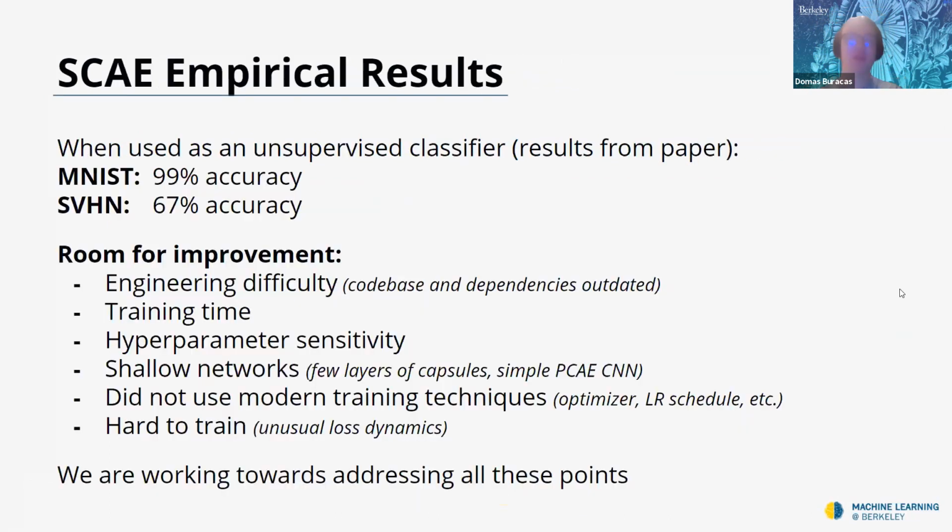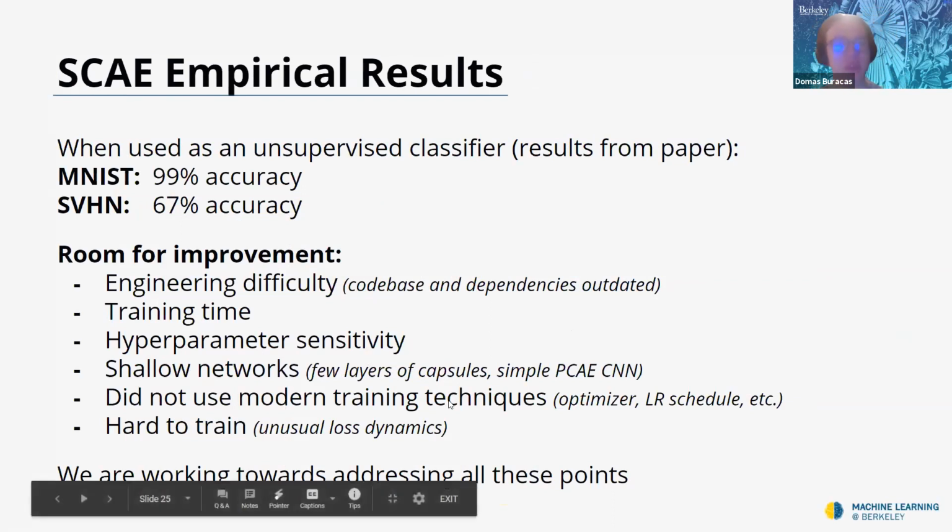Empirically, the paper gets really good results on MNIST and SVHN. There's still quite a bit of room for improvement, which is what we're trying to address with this project. So one of the issues is the engineering difficulty. Their original implementation was in TensorFlow, and it's quite messy because it's research quality code. So we ported that to PyTorch, and so far we finished the PCAE re-implementation, which you saw the results of earlier. And we're currently working on the OCAE re-implementation.